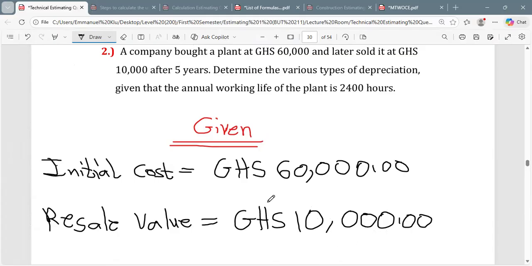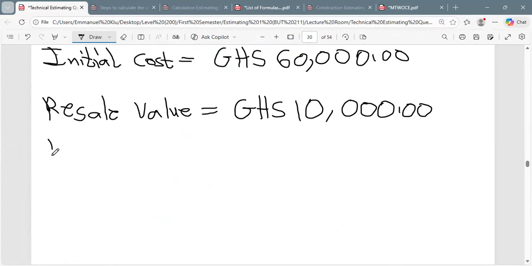And at the end of the day, the company bought a plant at 60,000 and later sold it at 10,000 after what? 5 years. So lifespan, let's write lifespan. So the lifespan is equal to 5 years.